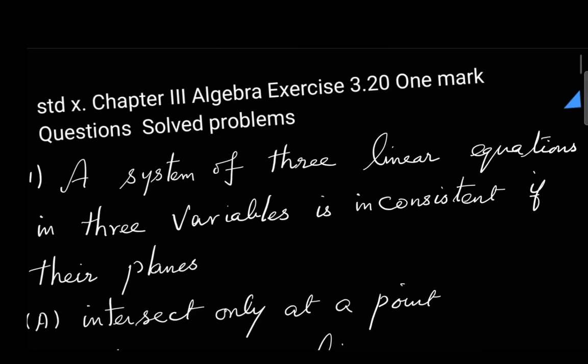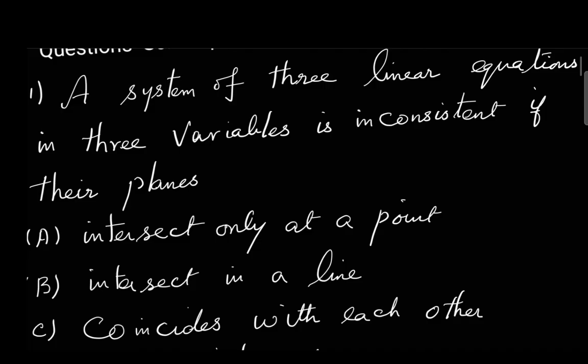Standard 10th, Chapter 3, Algebra, Exercise 3.20, 1 mark questions. First question: a system of three linear equations in three variables is inconsistent if their planes are.